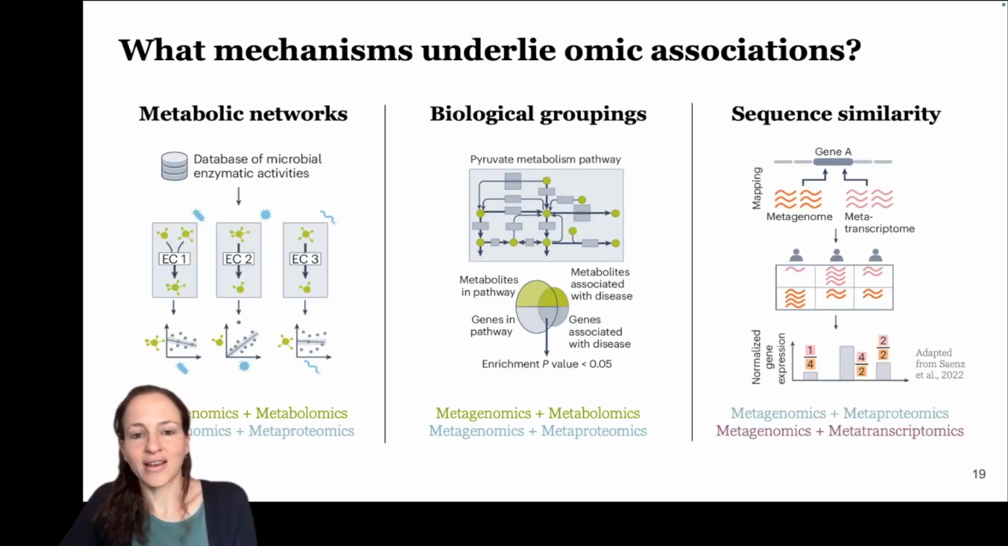Lastly, we can use our knowledge about the transfer of information from DNA sequences to RNA sequences to amino acid sequences. So there are a bunch of methods that use this information we have about transfer of information between sequences. For example, to integrate metagenomics with metatranscriptomics or metagenomics with metaproteomics.